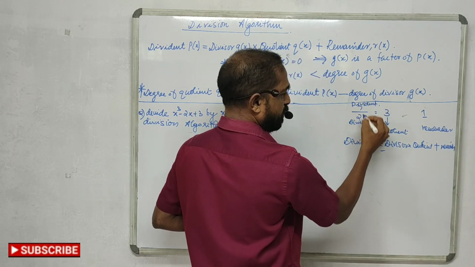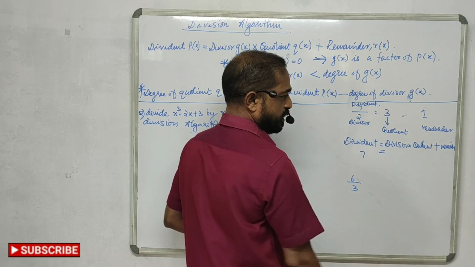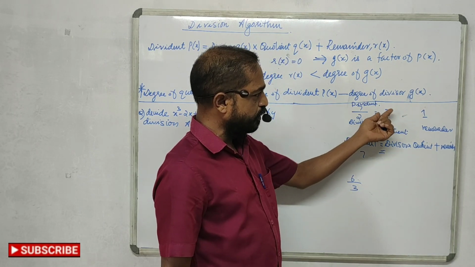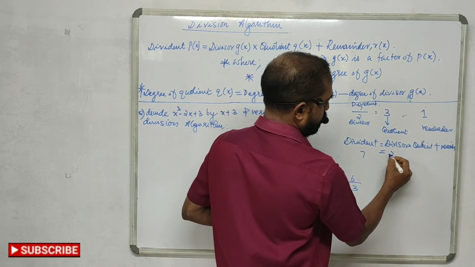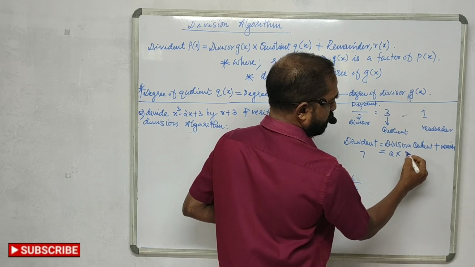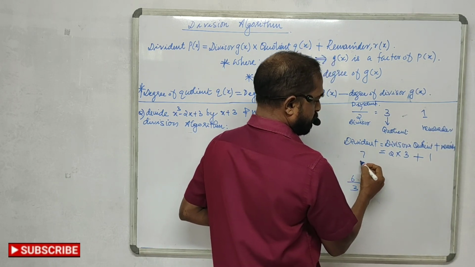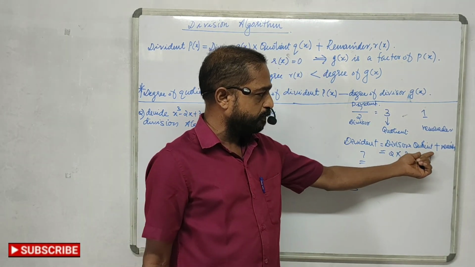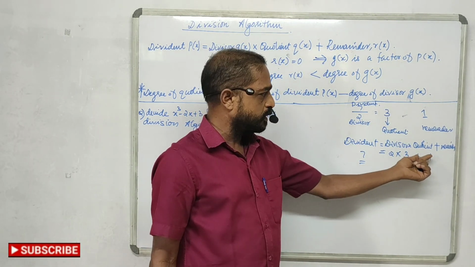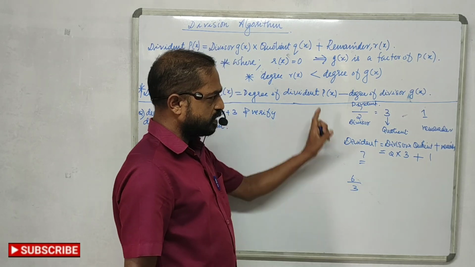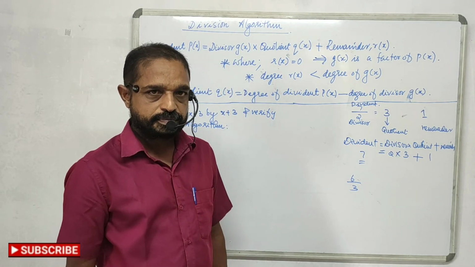So what is dividend here? Dividend is 7. 7 is equal to divisor into quotient. Divisor is 2. 2 into, what is the quotient? 2 into 3 plus the remainder is 1. That is 7 is equal to 2 into 3 plus 1. What is 2 into 3? 6. 6 plus 1 is 7. So this is the division algorithm.